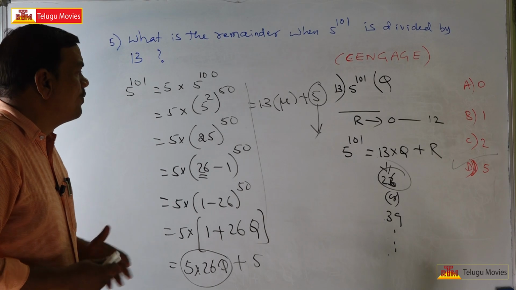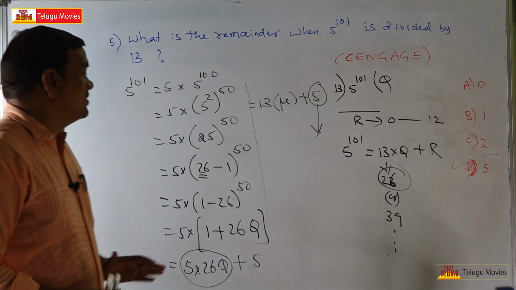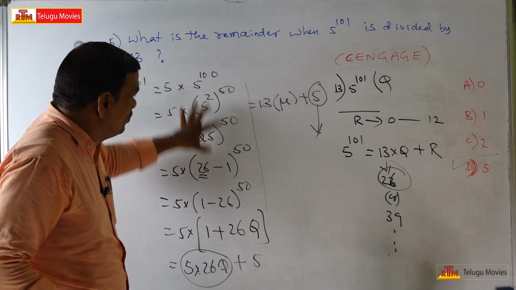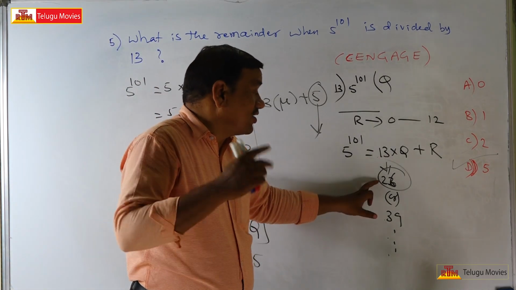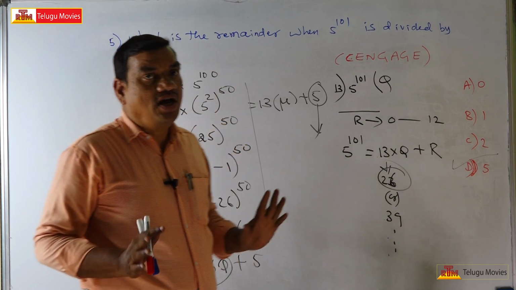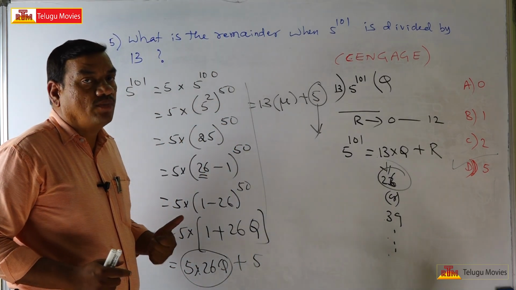So it is a very easy problem. The only thing is how to get, in whatever calculation, either 13 or 26 or 39 like that. I hope you understand this problem. So let us go for the next problem.